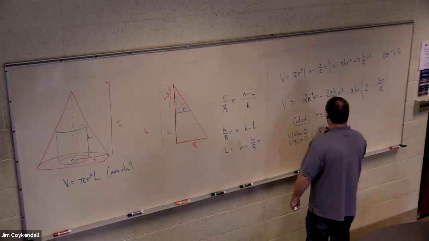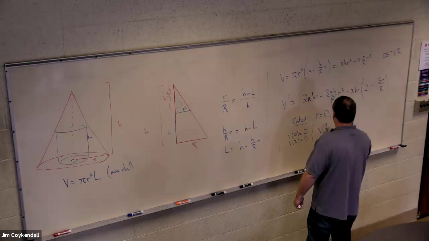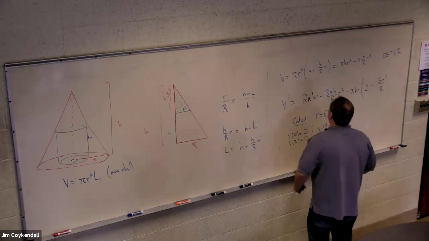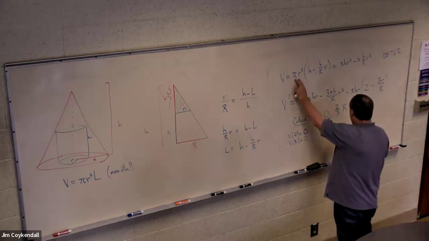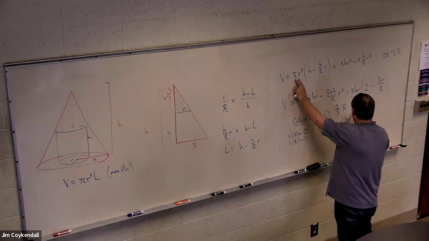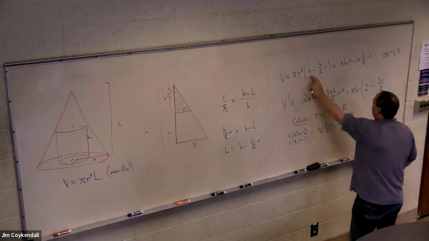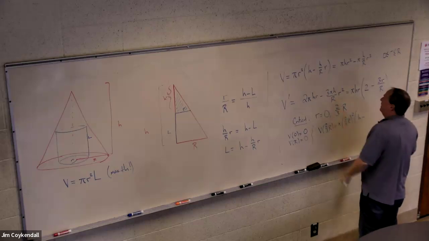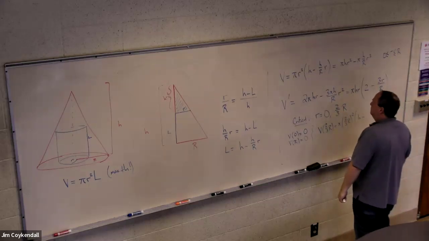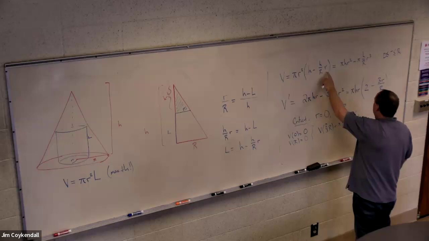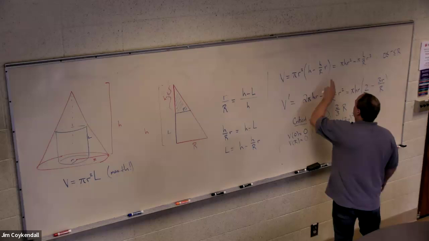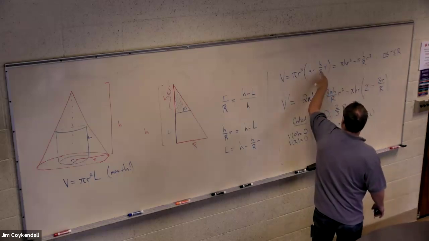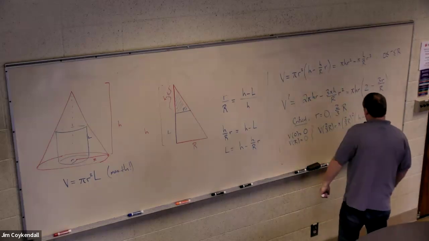And finally, if I plug in two-thirds R, I'm not too happy about it, but I'll do it anyway. This is pi times 2/3 R squared times h minus 2/3 of h. And this cancels the R.